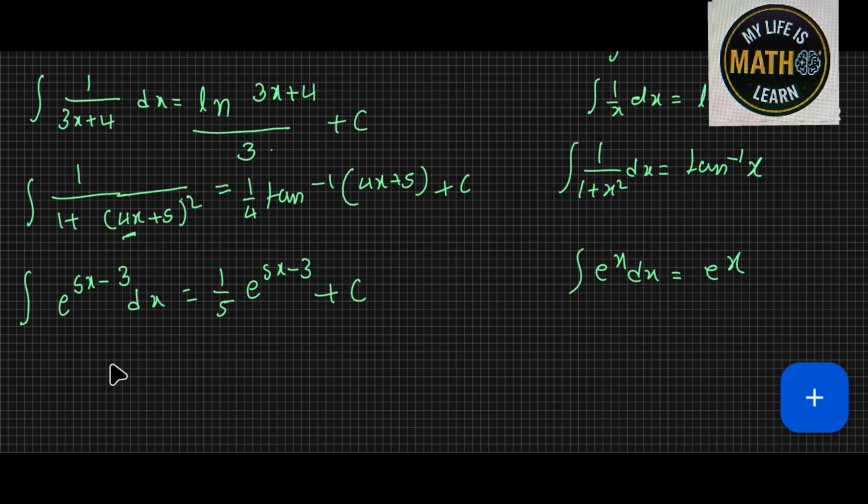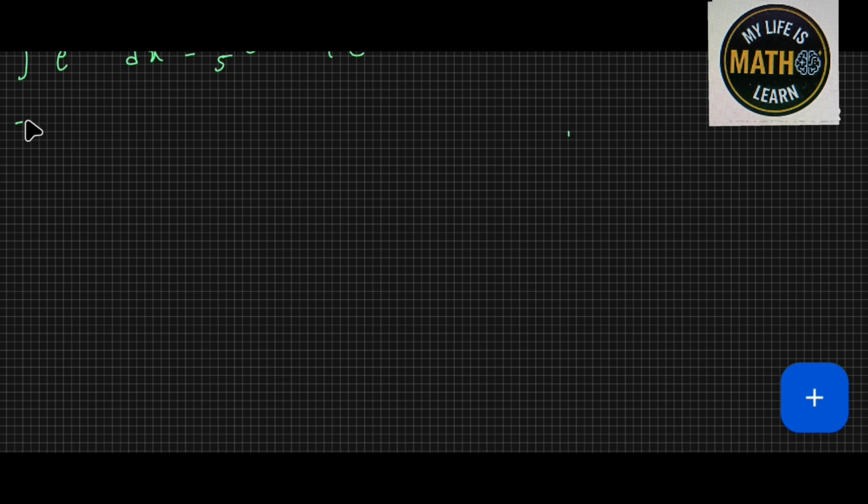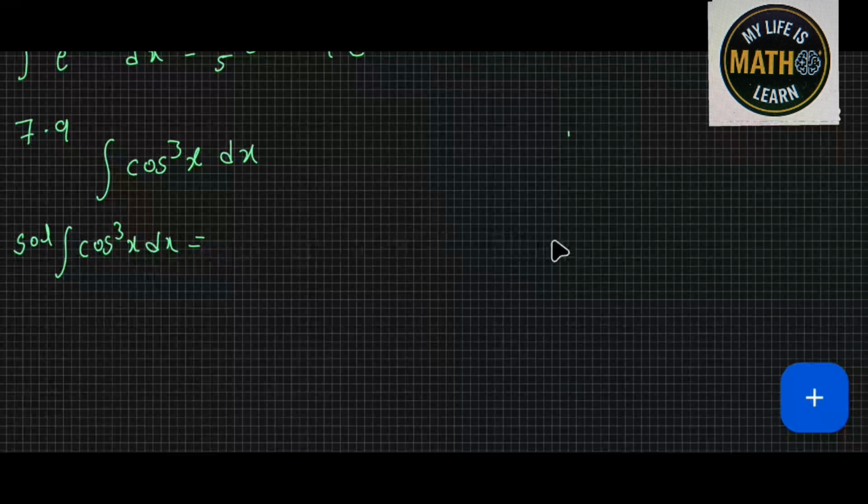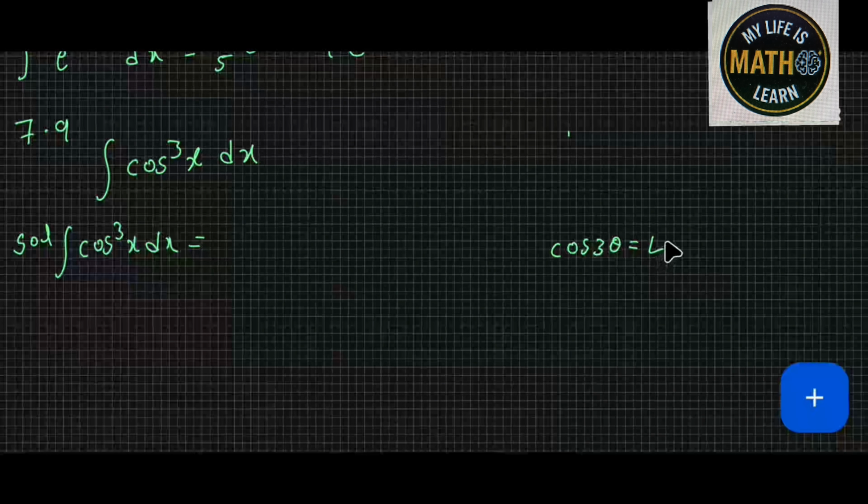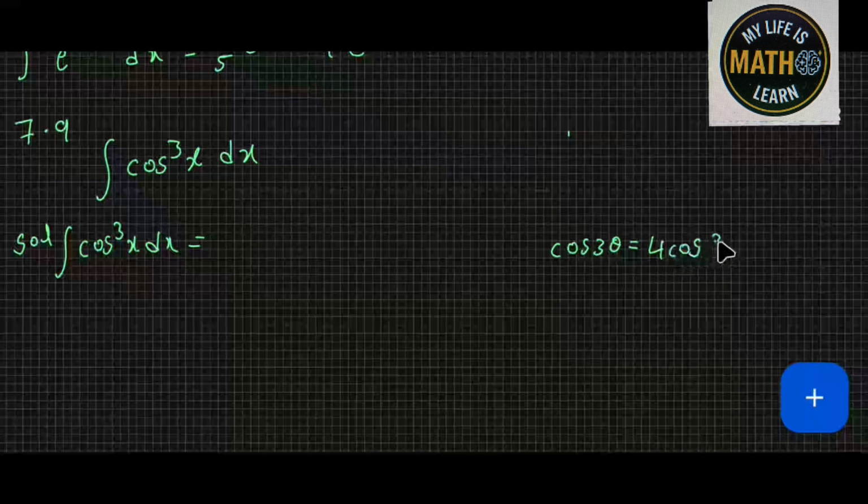Next, question number 7.9: the integral of cos cube x dx. Here we know the formula for cos 3 theta. We know that cos 3 theta is equal to 4 cos cube theta minus 3 cos theta. So we have to change it: 4 cos cube theta is equal to cos 3 theta plus 3 cos theta. So cos cube theta is equal to (cos 3 theta plus 3 cos theta) by 4.